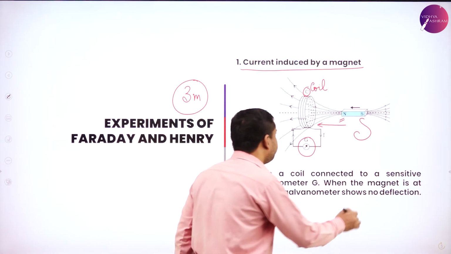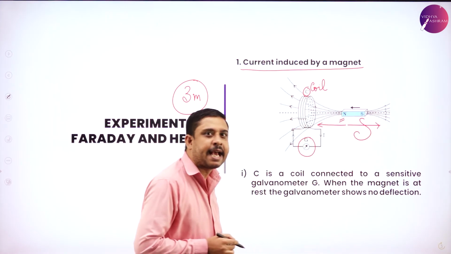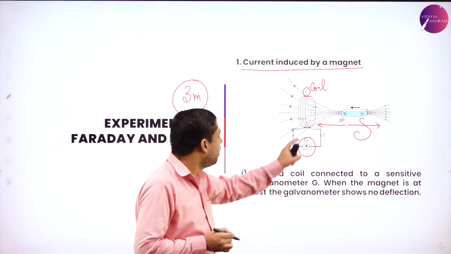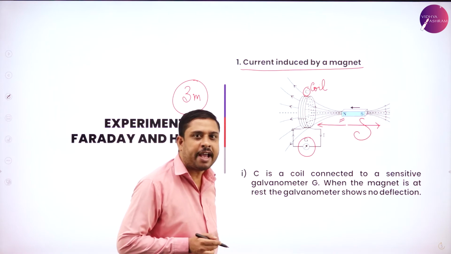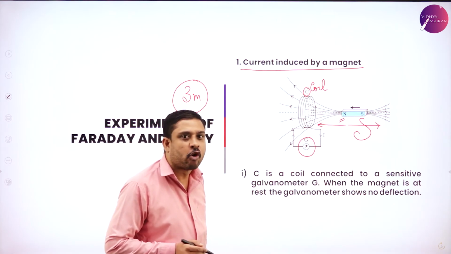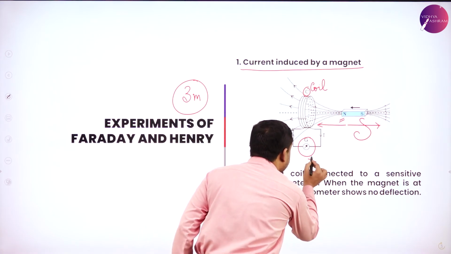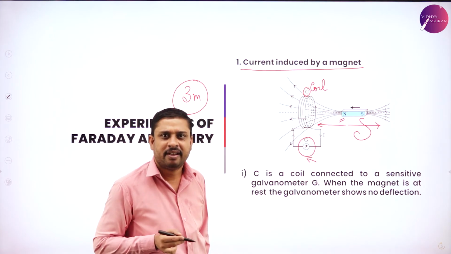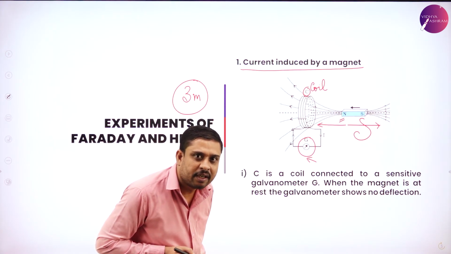Now what do we do? The north pole of the magnet is taken away from the coil. Initially, the north pole was moved towards the coil. Now the north pole is taken away from the coil. Again, the galvanometer showed deflections, but in the opposite direction. It indicated that the effects are the same, but current is flowing in the opposite direction.